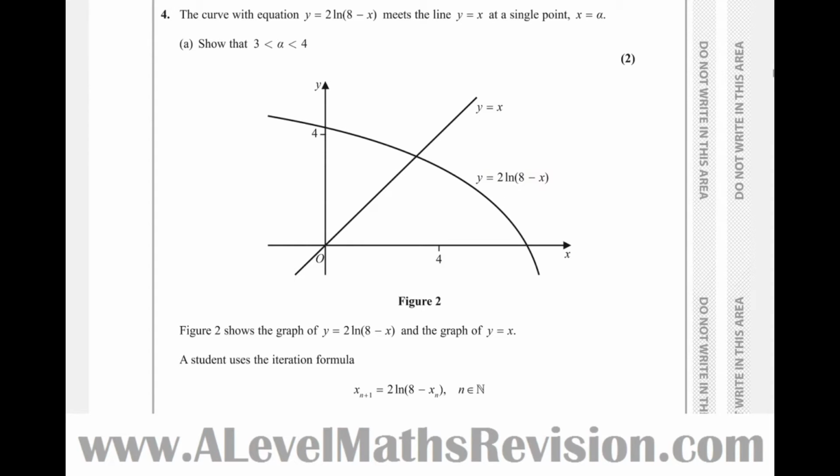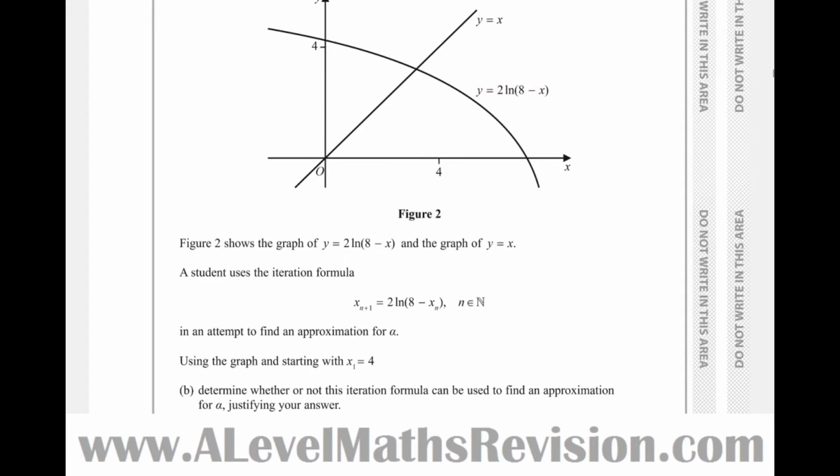Question 4. The curve with equation y equals 2 log of 8 minus x meets the line y equals x at a single point x equals alpha. Show that alpha lies between 3 and 4. So this is a change of sign method question. What we're going to need to do is set them equal to each other. So 2 log of 8 minus x, and y equals x.